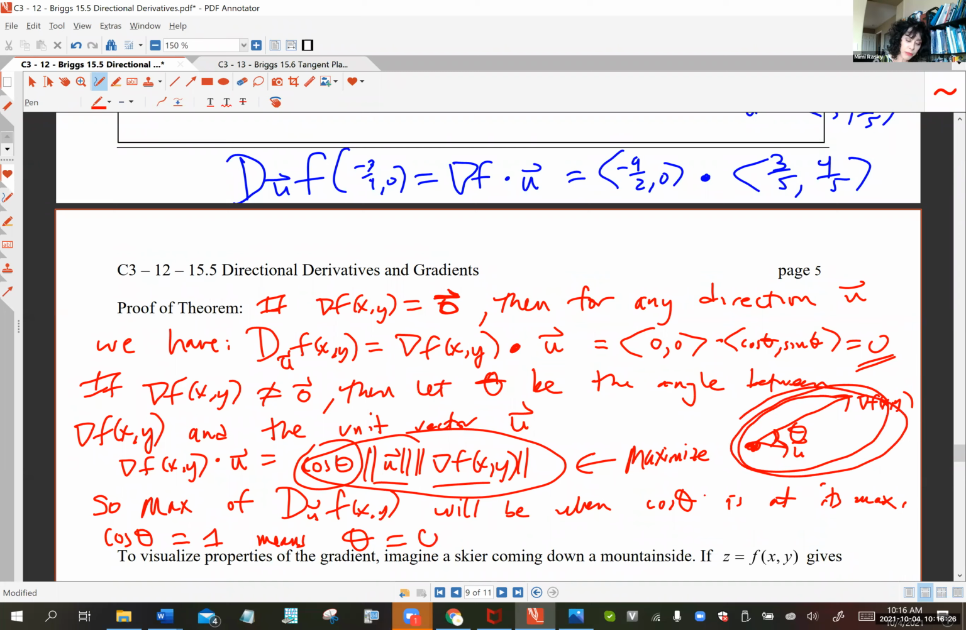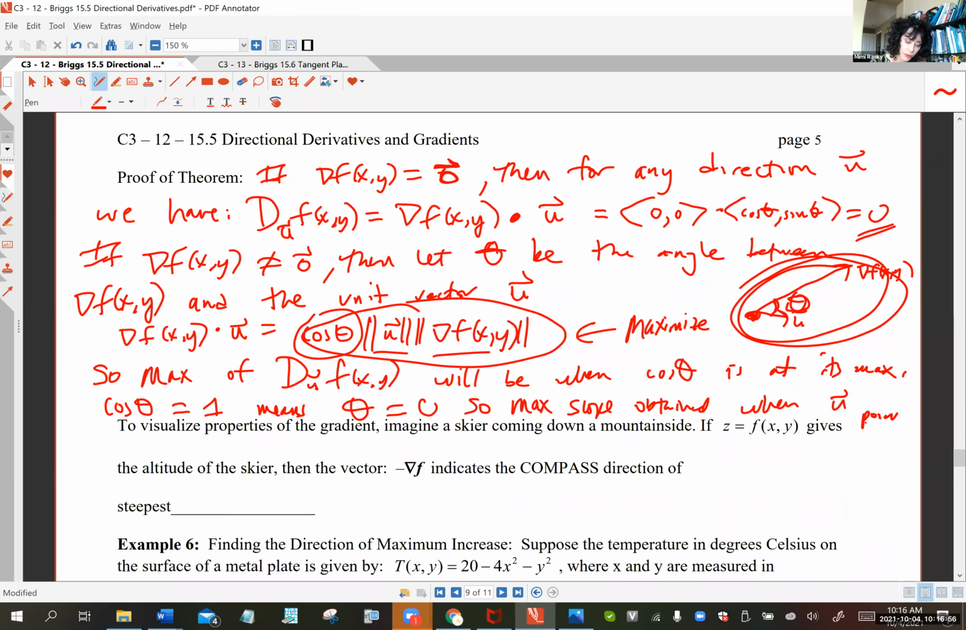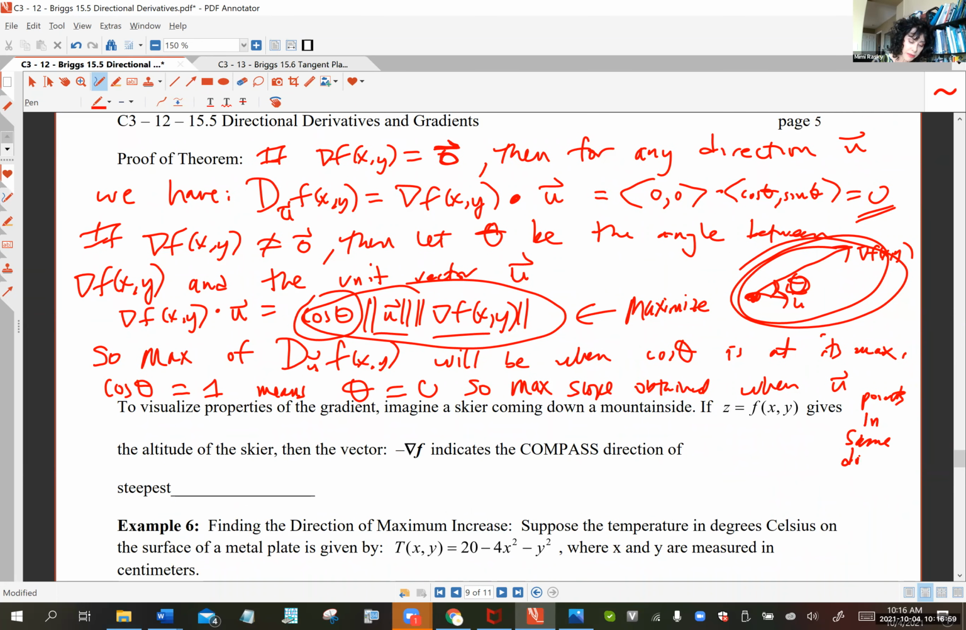So what does that mean? Look at my little picture here of the direction vector u and the gradient. If we want to maximize that directional derivative, we want that theta to go to 0. In other words, we want the gradient and the unit vector to be pointing in the same direction. So the max slope, if you will, is obtained when u points in the same direction as the gradient. And that's the big takeaway from that theorem. Same direction as del f, because del f is pointing you in the steepest direction.